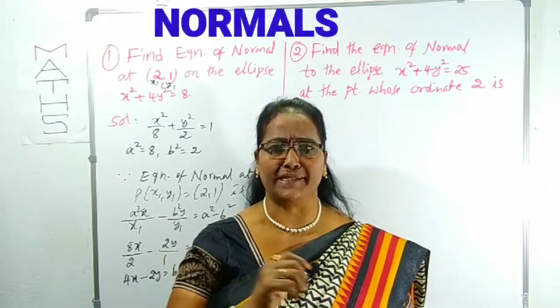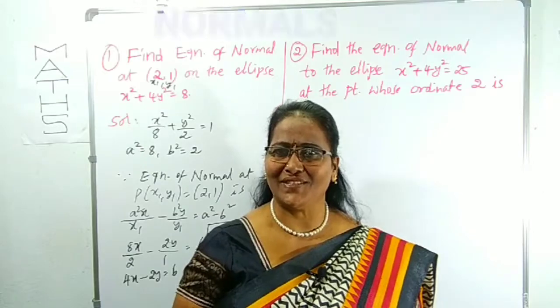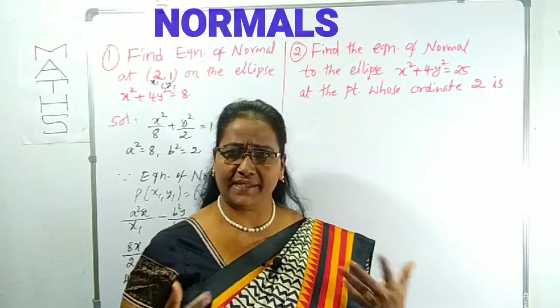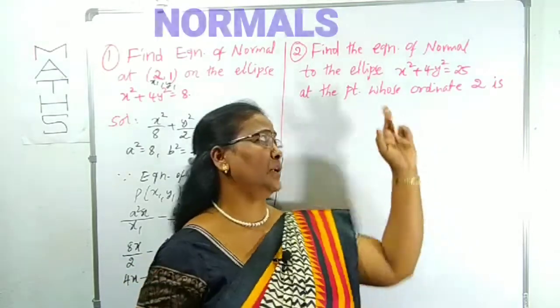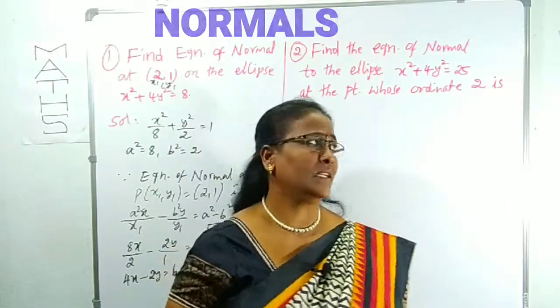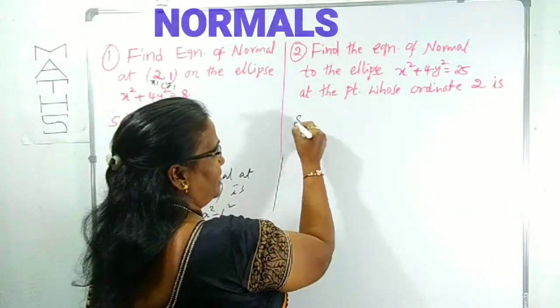The y coordinate of the point is given as 2. The x coordinate is not given, so we can take it as some x. That point clearly lies on the ellipse, so first of all we can find the point.